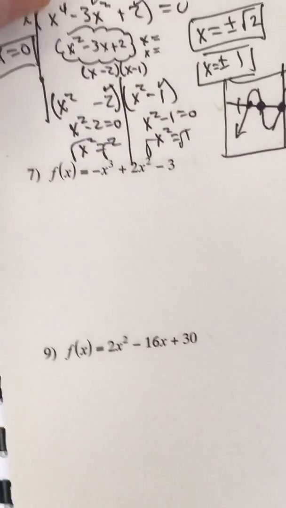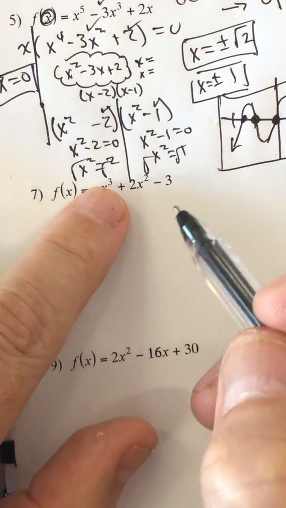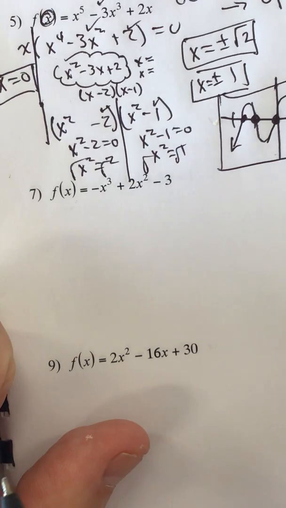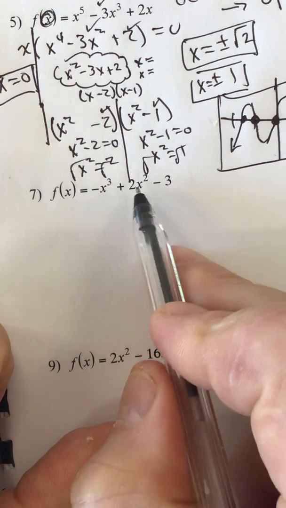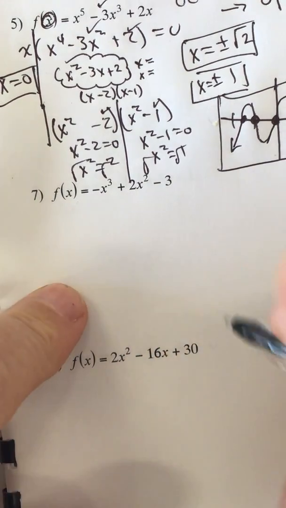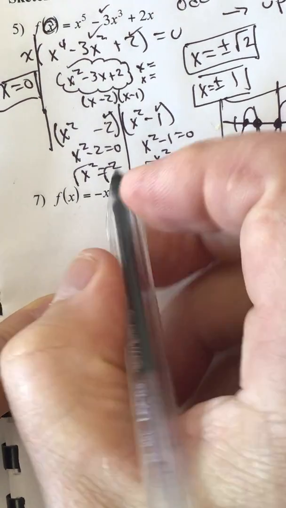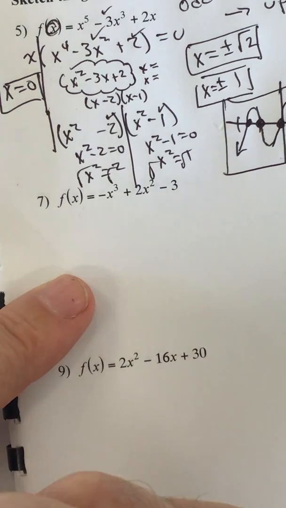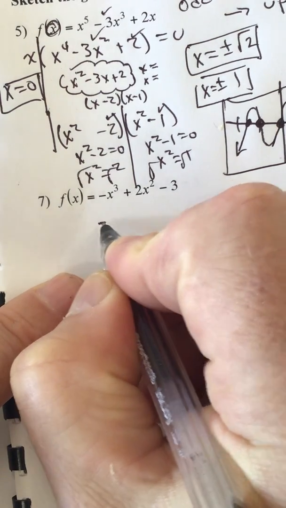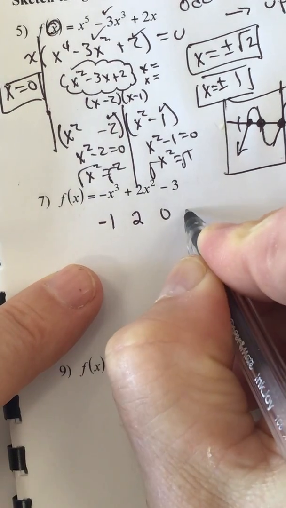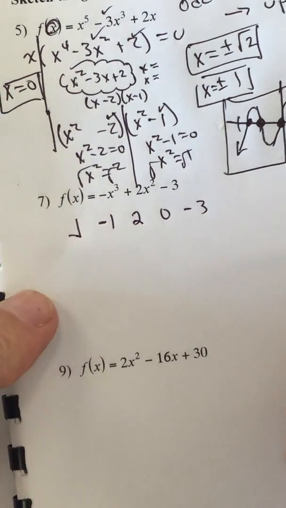Okay, let's take a look at number 7. This one's going to have 3. It's going to finish down. Let's see, 3, 2, 0. So it looks like I'm going to try to do the rational root theorem on this one. If I can find one, I'll be able to do the quadratic formula for the others. So negative 1x to the 3rd, 2x to the 2nd, 0x, and minus 3.